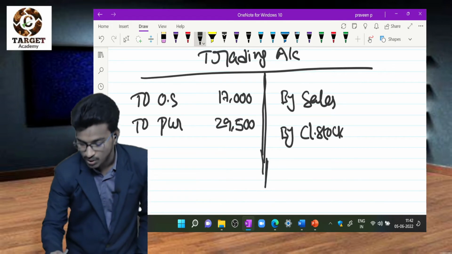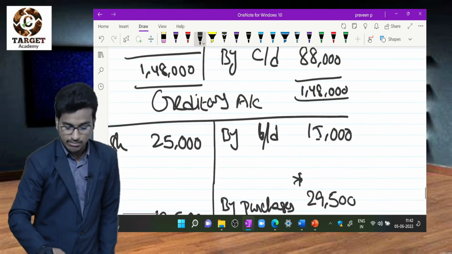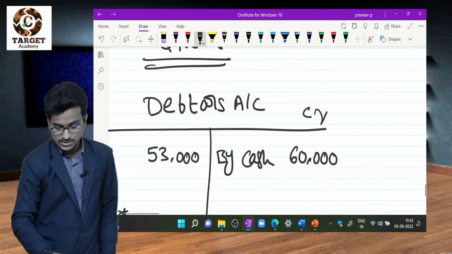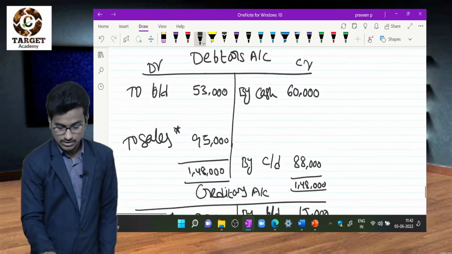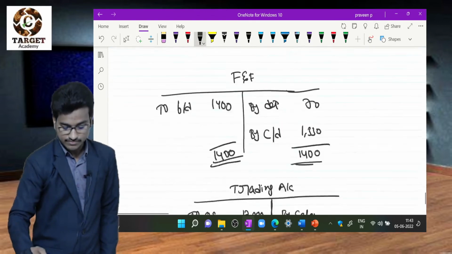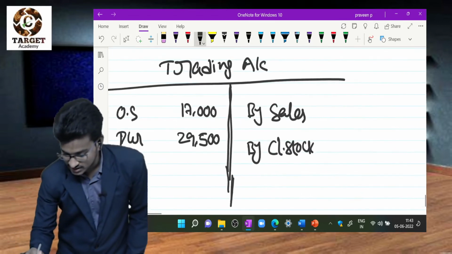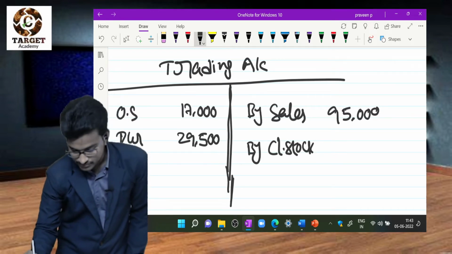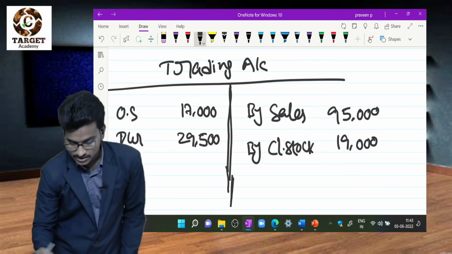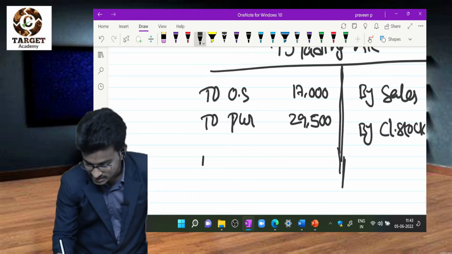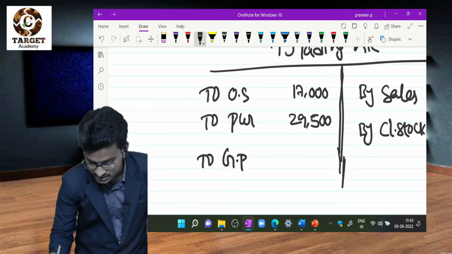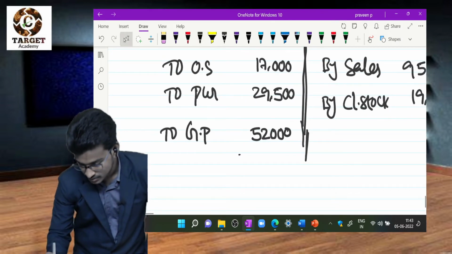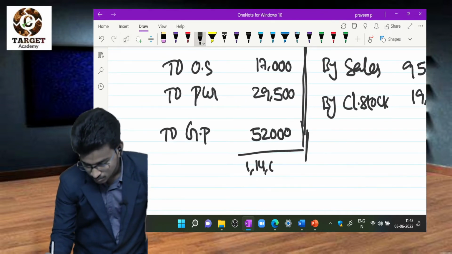Sales, from the debtors account we just found out, from working note number 1. How much sales? See the solution once: 95,000. So I have to write 95,000 on the sales side. What is the closing stock given in the question? 19,000. So the balancing figure is gross profit, correct: 52,000. Total calculate please: 114.